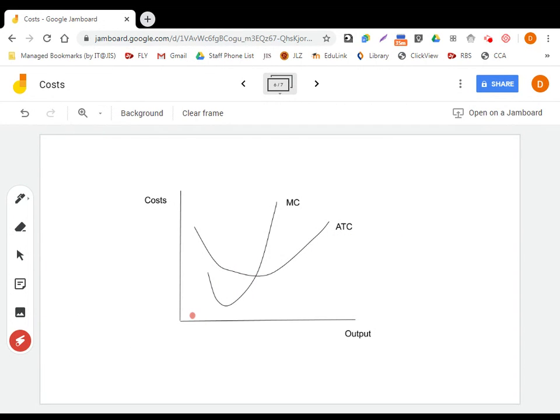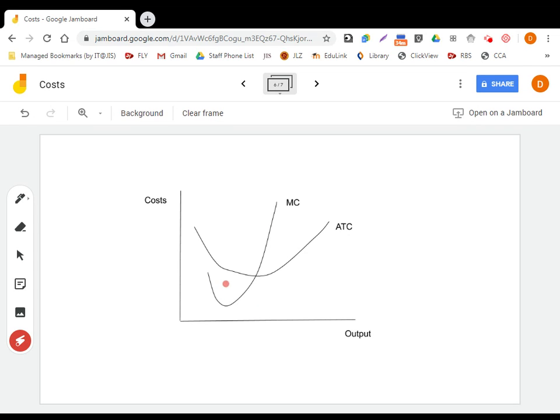A few key points here: smiley face, there we go, Nike swoosh, there we go. This crosses the average total cost. Marginal cost crosses the average total cost at its lowest point. And this is productive efficiency. It is the point where MC equals ATC.